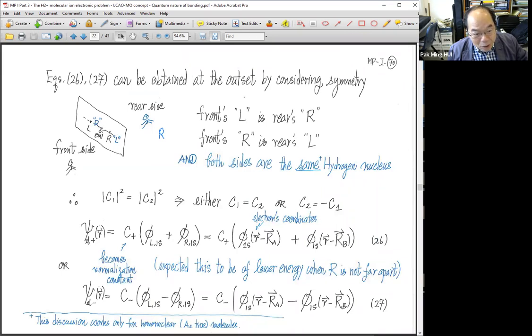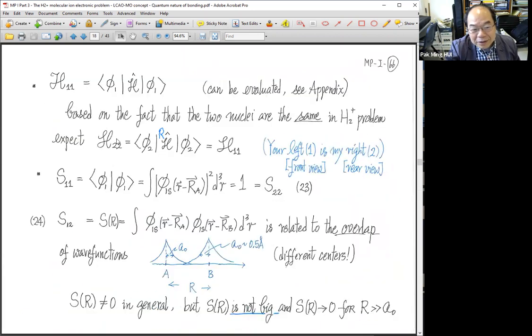So about the midpoint, the electron should not bias either the left-hand side or the right-hand side. The probability of finding the electron should be symmetric about the midpoint. So this is what I said about the symmetry.